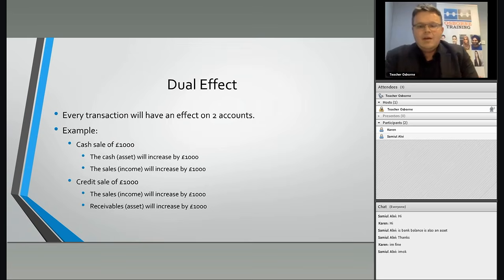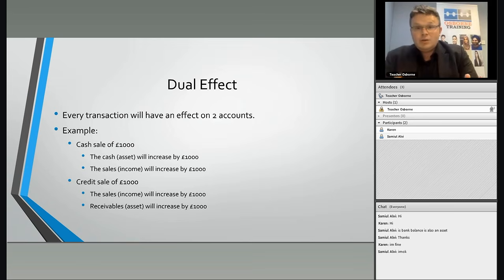Okay, very good. So when we talk about double entry bookkeeping, it's called the dual effect. One account's going to change and another account's going to change. So every transaction that we have under double entry bookkeeping will affect 2 accounts. Let's take an example. Let's say we're selling desks to someone. So we have a cash sale of £1,000.